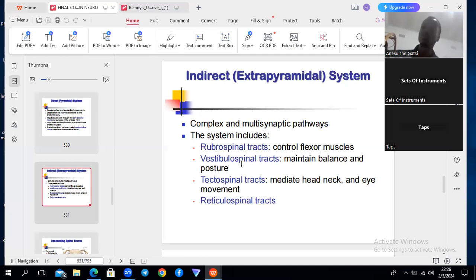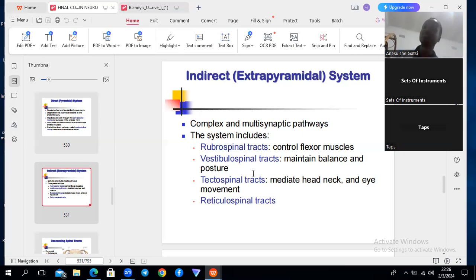So quadriceps is one of those postural muscles, and it's an extensor. Meaning to say that the vestibulospinal will actually help with the extensors of the lower limb. Because the moment you start flexing, you can't stand, you can't maintain posture. So vestibulospinal is basically maintenance of balance and posture.